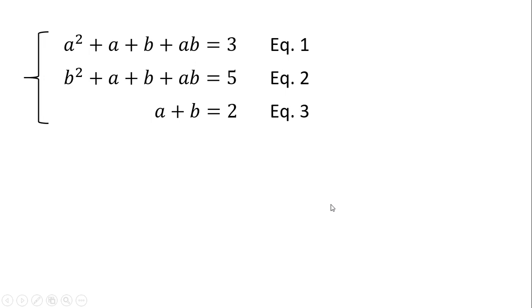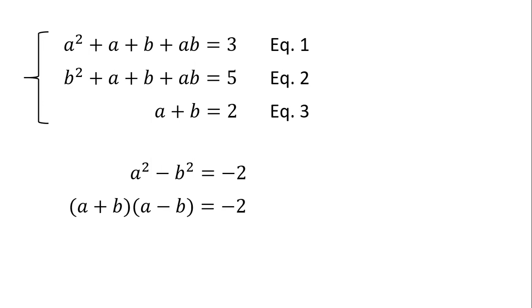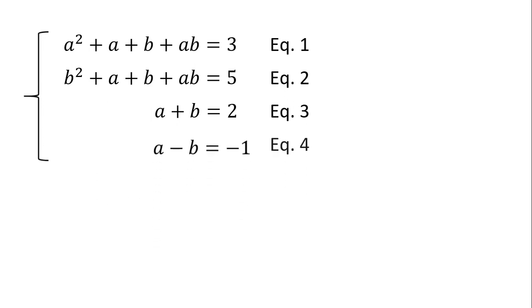Now this time, I'll subtract equations 1 and 2 to get a squared minus b squared equals negative 2. Take note that a squared minus b squared can be written as (a plus b) times (a minus b). Take note also that from equation 3, a plus b equals 2. So we can replace here a plus b by 2. Dividing both sides of this equation by 2, we get a minus b equals negative 1. Let's call this equation 4.